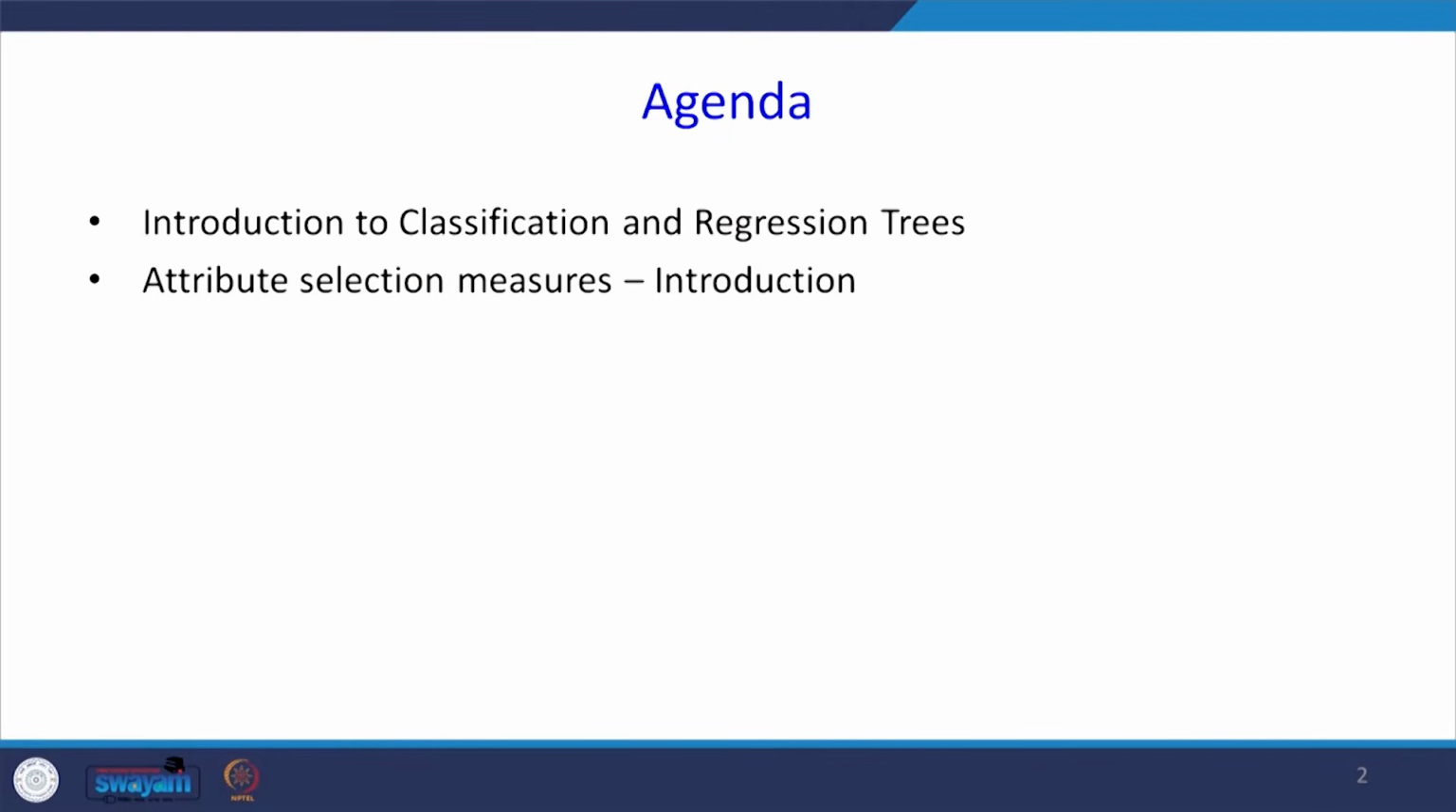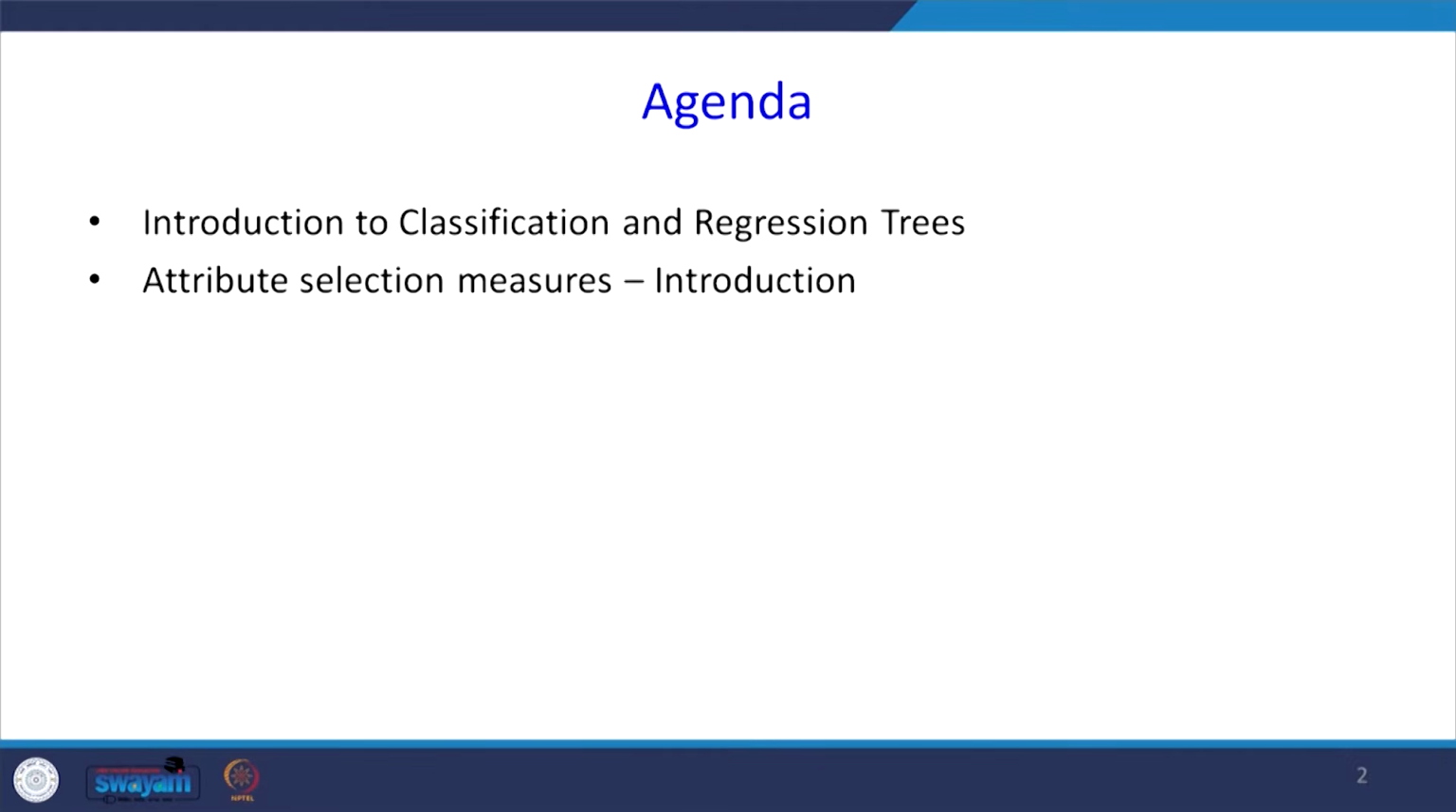In our previous lecture, we studied different clustering techniques. In this class, we will start a new topic, classification and regression trees. Shortly, this is called CART models. The agenda for this lecture is Introduction to Classification and Regression Trees and Attribute Selection Measures.